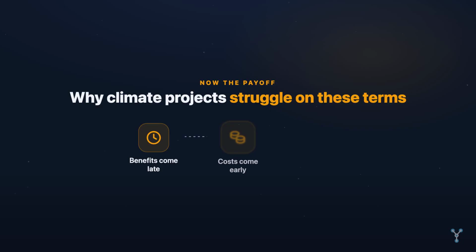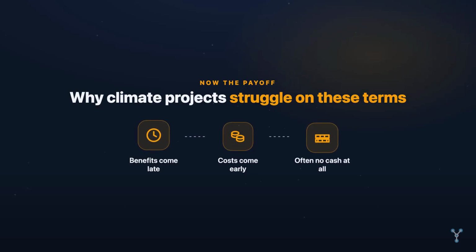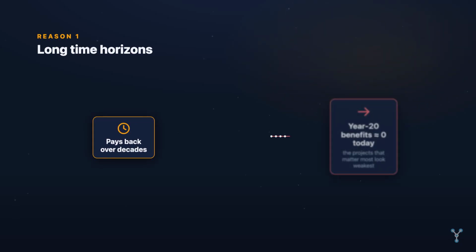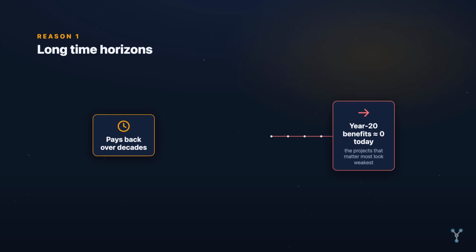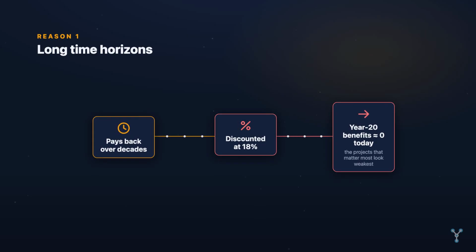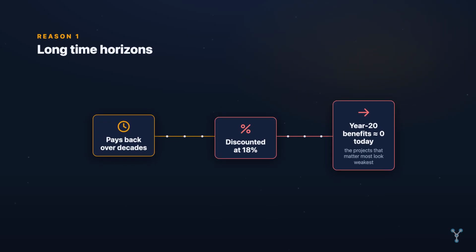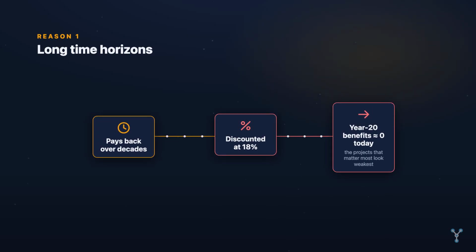Now let me tie this directly to why climate projects specifically struggle on these terms. There are 3 reasons, and you now have the tools to feel each one. The first is long time horizons. Climate projects tend to pay back slowly, over decades, but discounting punishes the distant future, and a high developing country discount rate punishes it savagely. Benefits that arrive in year 20 are worth almost nothing in today's NPV once you discount them at 18%. So the very projects that matter most for the long term look weakest in the math.